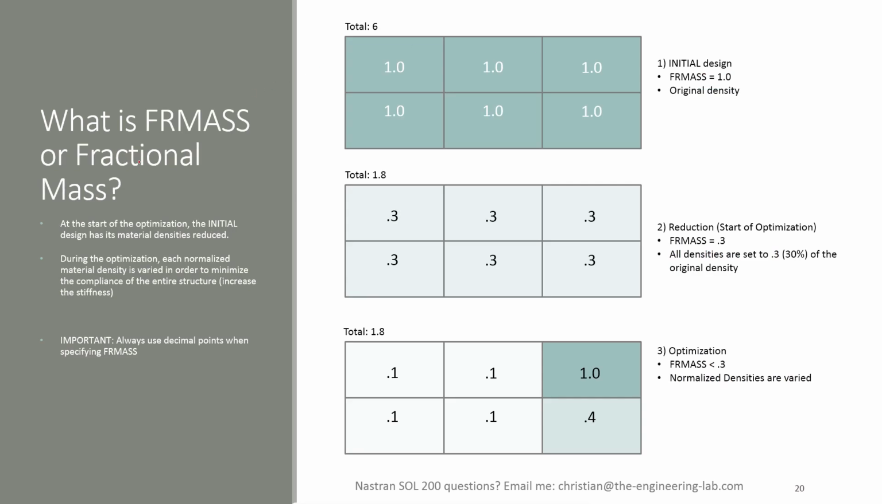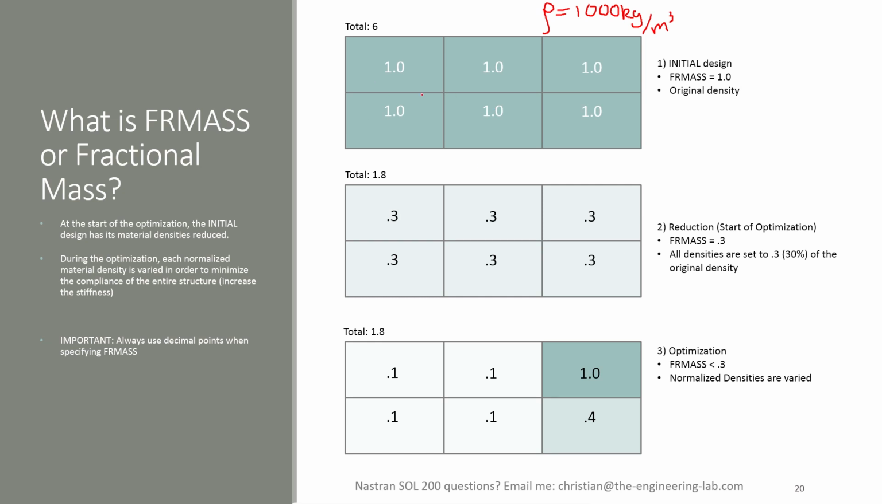And now, another commonly asked question: what is fractional mass? One thing you'll notice when the optimization starts is a reduction procedure. At least I will call it a reduction procedure. Here at the very beginning, let's suppose that this structure that you see here has a density of 1,000 kilograms per meter cubed, like before. So let's go ahead and say that.